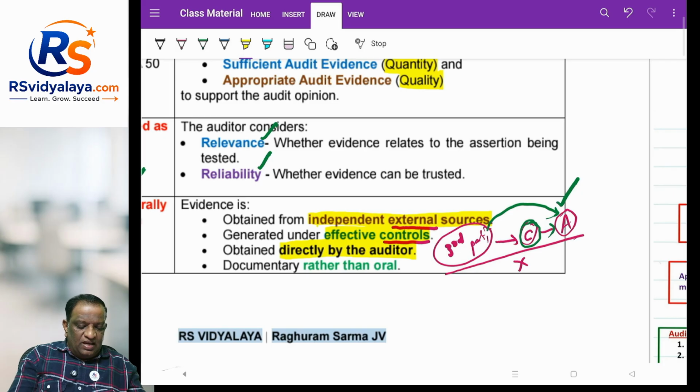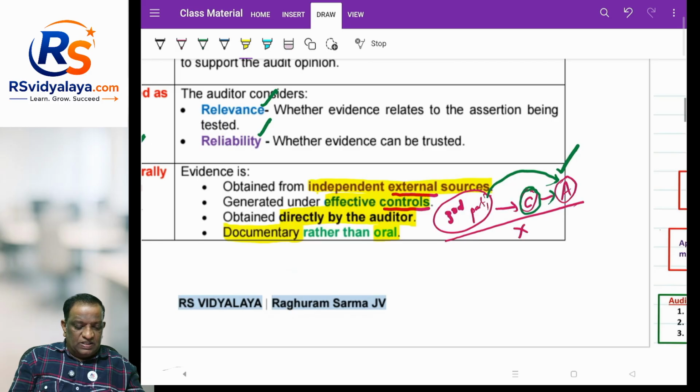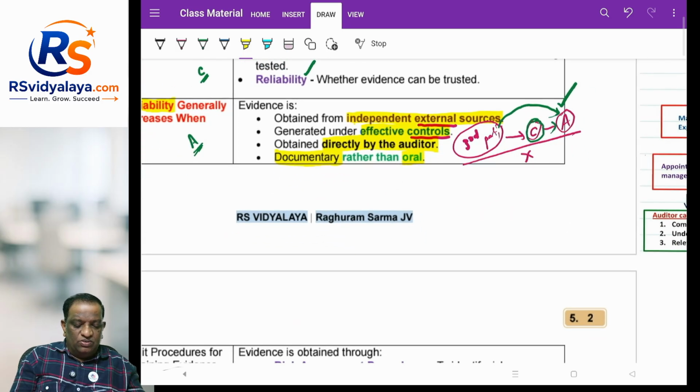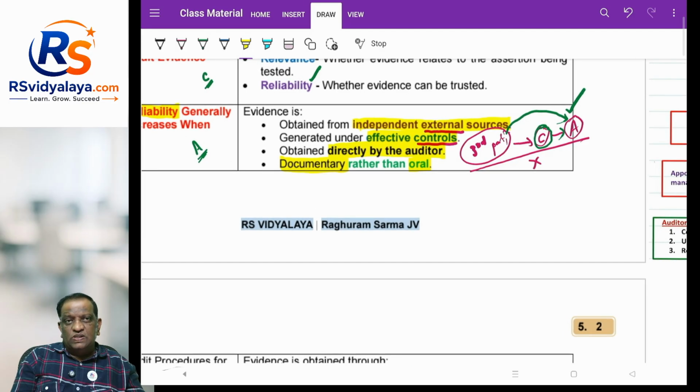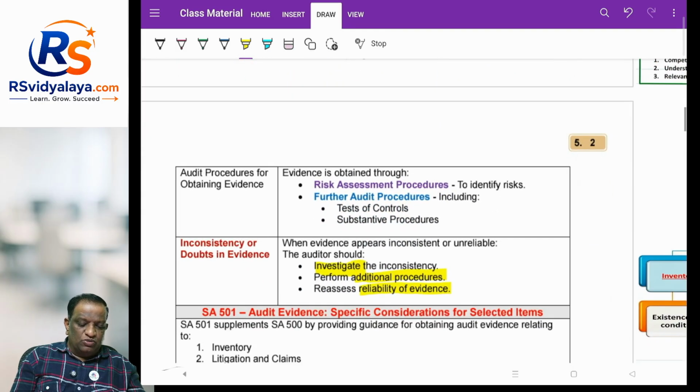Then let's move on. Anything which is documentary is more reliable than oral evidence. So these are the four sources. To talk about it, go back. The evidence becomes more reliable if it is obtained from external sources, when the internal controls are strong, when obtained directly by the auditor, and when the documentary evidence is in hand rather than in oral format. So this is the basic reliability rules of it. Then let us move on.